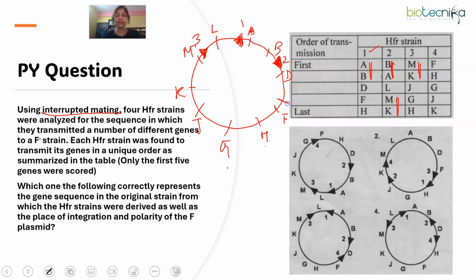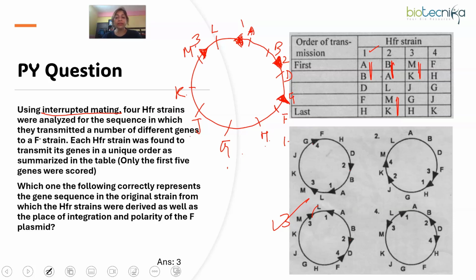We just have to place the integration site of the F plasmid of the fourth strain, which will be here, before F. So F will be at the tail side. Alright. So once we have drawn this kind of a map, match it with the options that are given. This is option 1. This is option 3. So when we check it, we get that option 3 is the answer. The gene map that we are getting here is exactly what we have drawn.